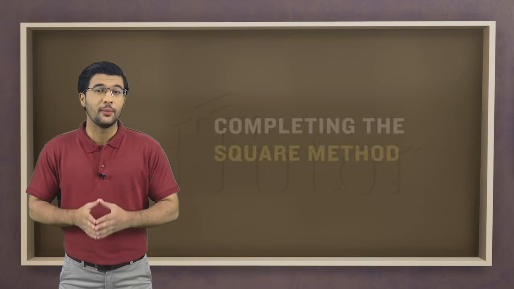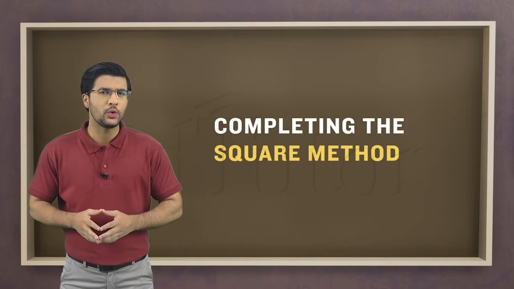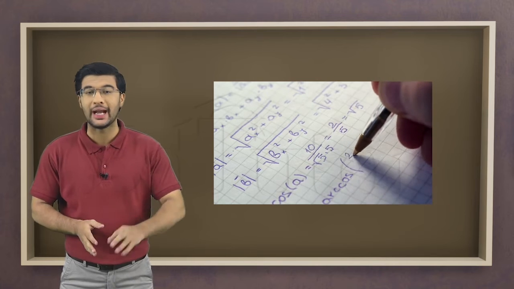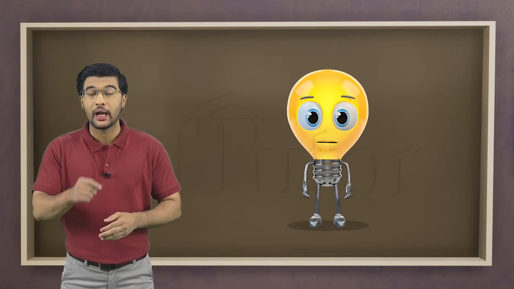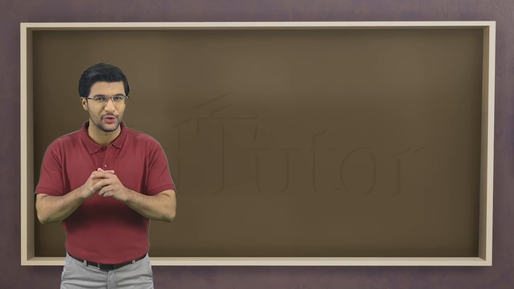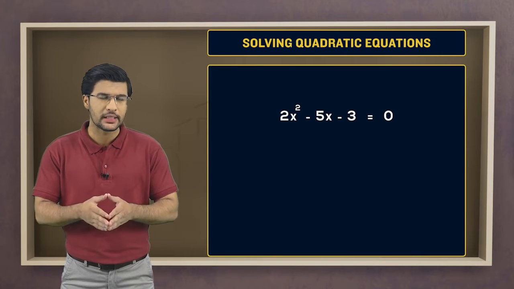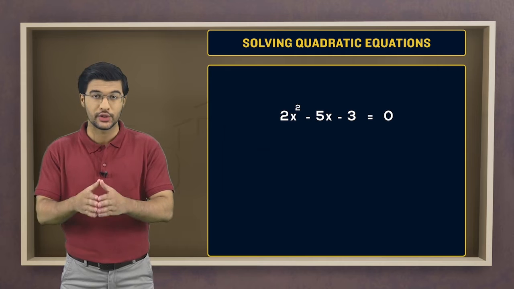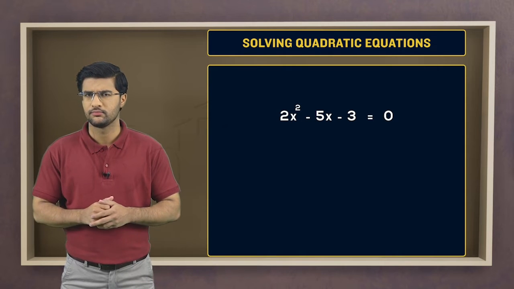We were talking of completing the square in our previous lesson. But don't forget to complete your learning of a topic and never leave it halfway. For that very reason, I have brought one more example question for you. That is 2x squared minus 5x minus 3 is equal to 0. What should we do first with this equation?